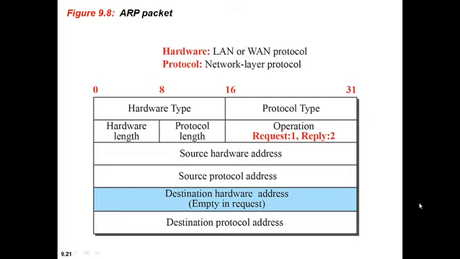Source hardware address is the source logical link address. Source protocol address is the source IP address. When the packet is a request packet, the destination hardware address will be empty. When it is a reply, it will have the link layer address of the receiver. Then destination protocol address is the responding destination IP address.